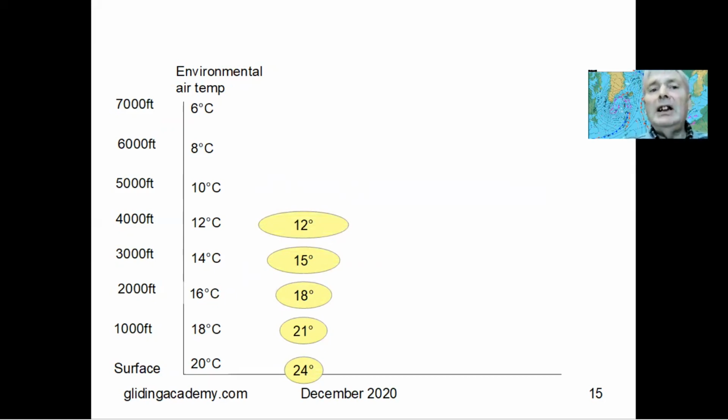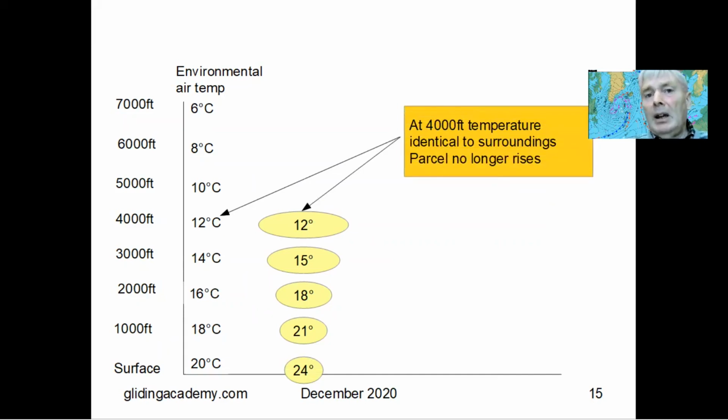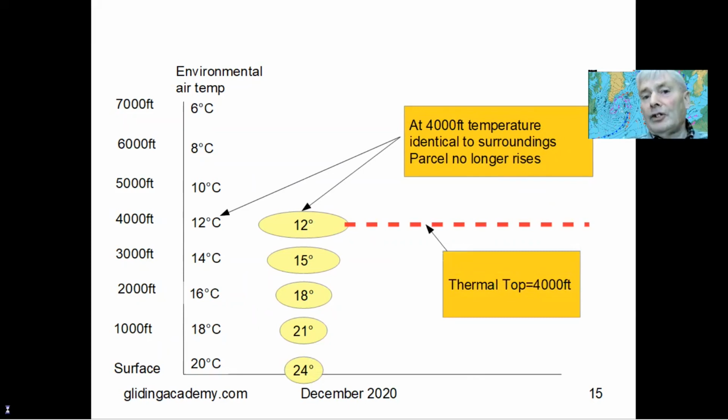So bar a little bit of inertia, we can expect that thermal bubble to stop going up. And that's because the two temperatures are the same, and therefore the answer to the question is the top of the thermals are 4,000 feet. So actually quite a straightforward question if you just understood what all the words meant.